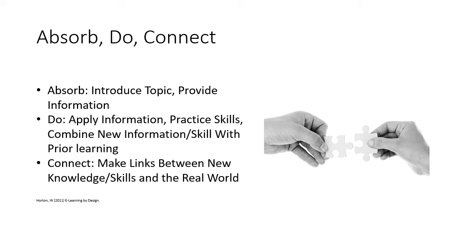Absorb is where the topic is introduced and information is provided. Key here is that in the absorb section of this activity cycle, students have access to information, they're given information, they're asked to absorb it, but they're not yet really creating meaning with this new information. They're sponges, they're accepting information, and they haven't yet been guided towards using this information.